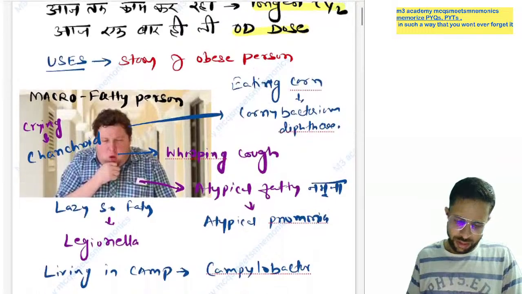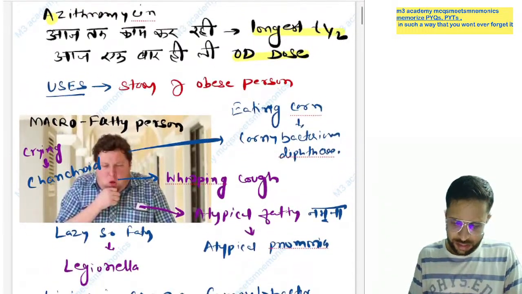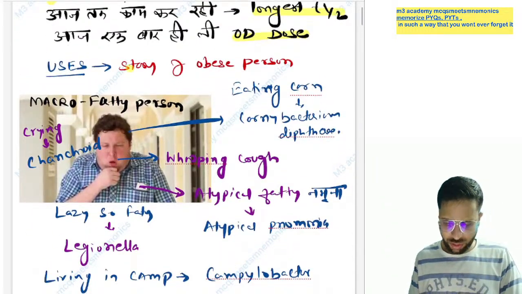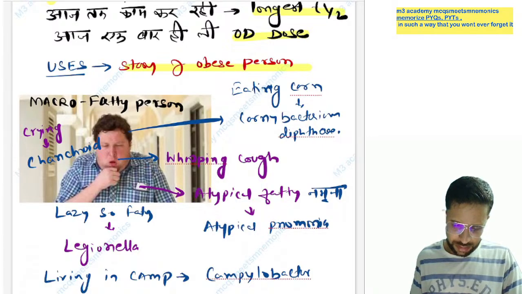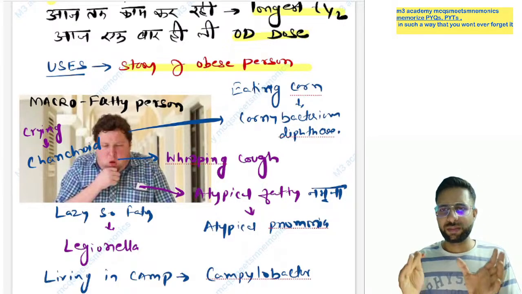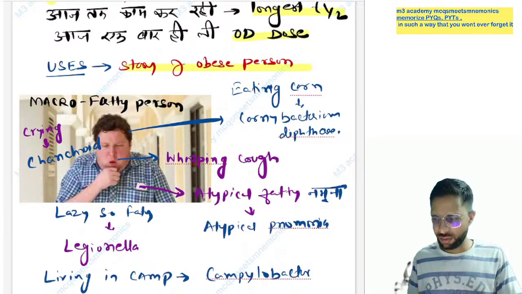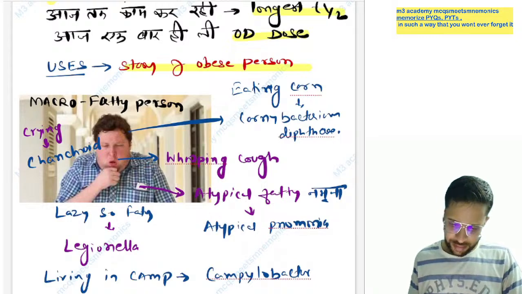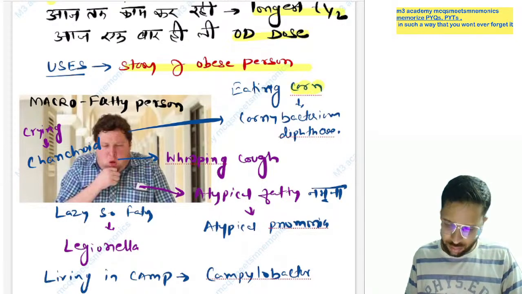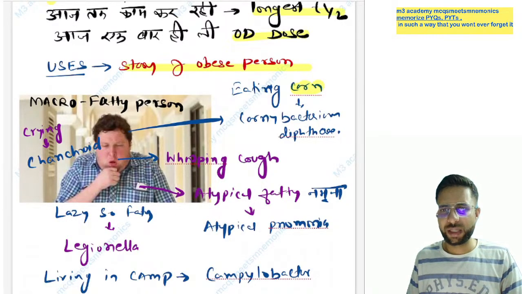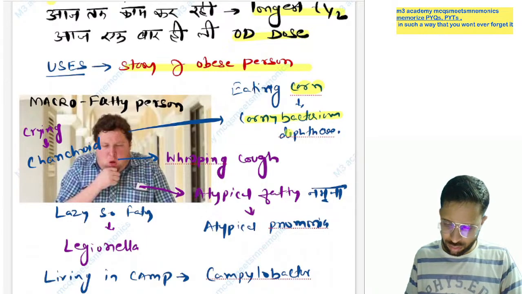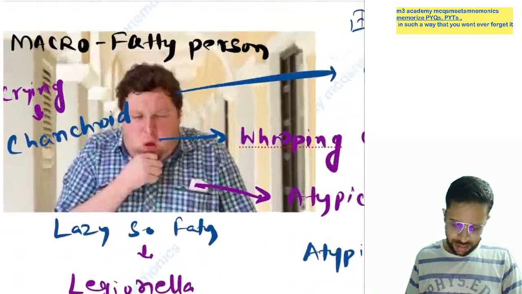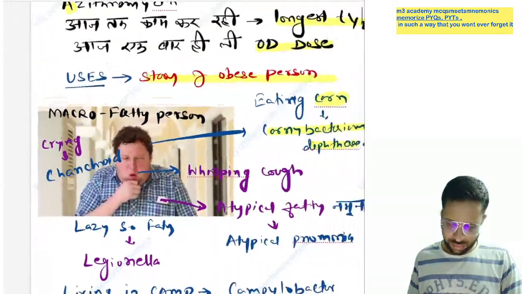Or how we can remember the uses? Yes, so you can assume the story of the obese person. Yes, this obese person, macrolide. Macro means big. Big means obese. So you can imagine this obese person. So this obese person is eating corn because corn has a high glycemic index. This can cause obesity. So Corynebacterium diphtheriae. You can see the coughing. This person is coughing. So whooping cough is there.